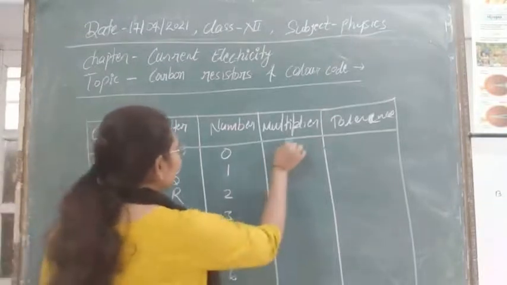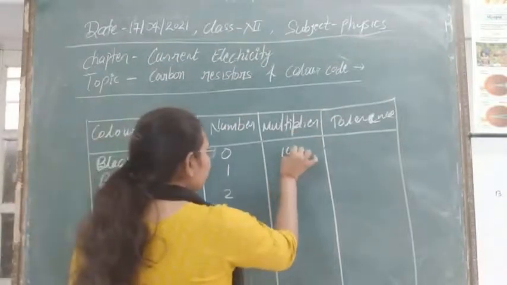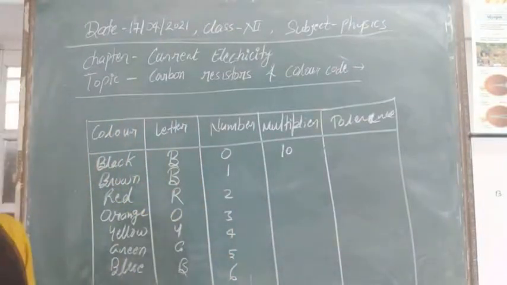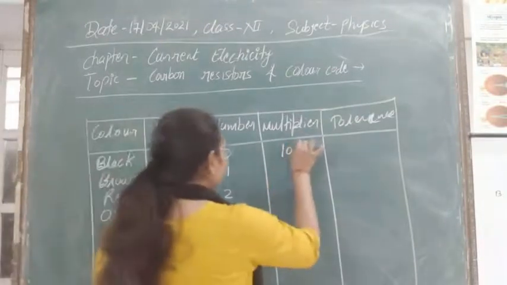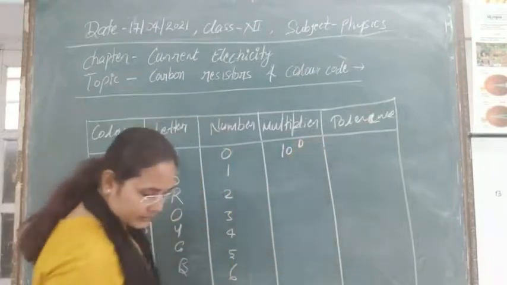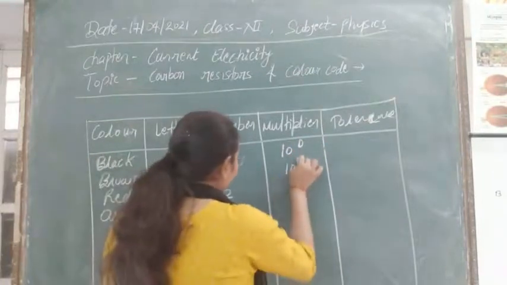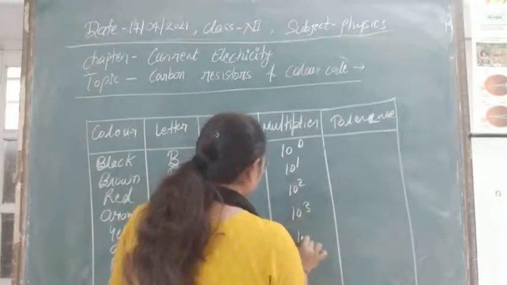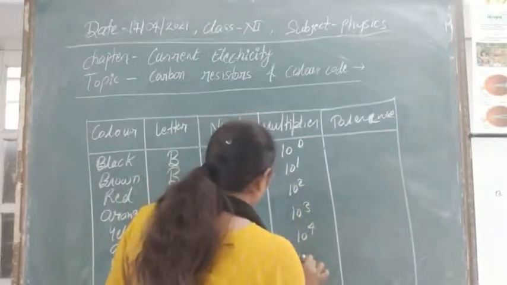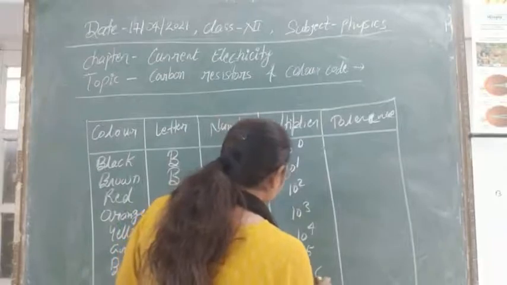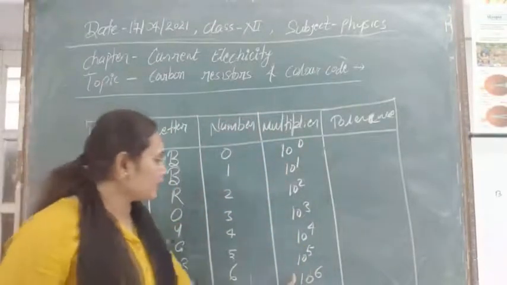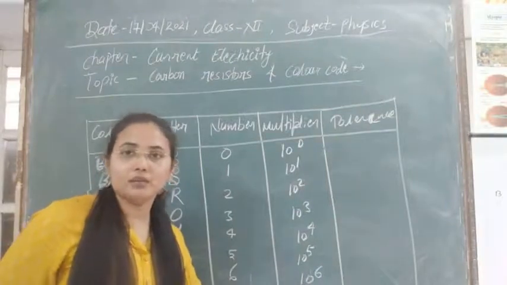Next, if you have to write the multiplier, the multiplier is simply 10 to the power of the number assigned to the color. So here we can write 10 to the power 0 for the first color. Second, 10 to the power 1. This is 10 power 2, 10 to the power 3, 10 to the power 4, 10 to the power 5, 10 to the power 6. Similarly for violet, grey and white, it is 10 power 7, 10 power 8 and 10 to the power 9.